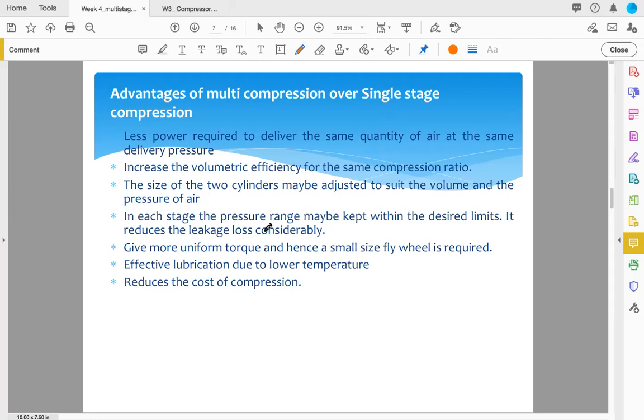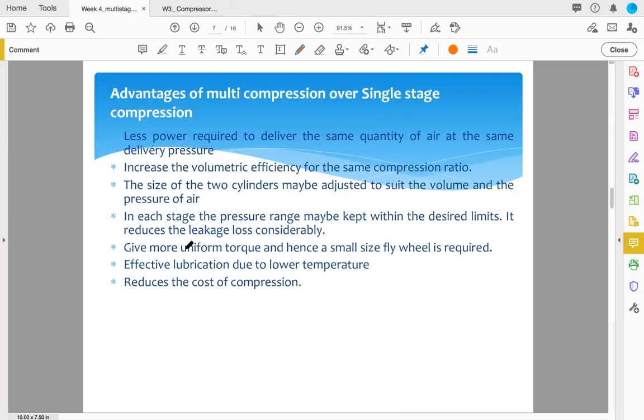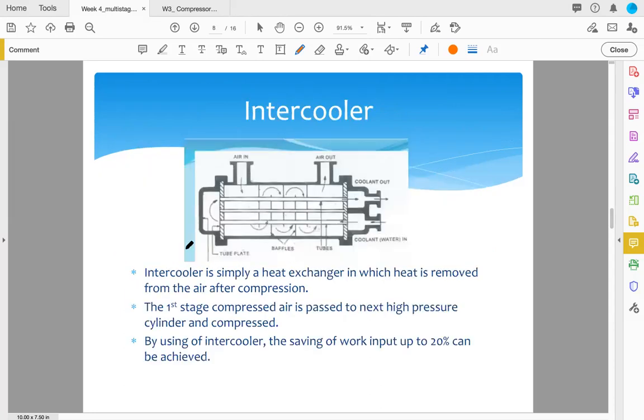And I mentioned to you, when we cool down, the volume of the air will reduce, and also we condense the humidity in the air. So this reduces the corrosion risk in the compressor. And also, when you're cooling down, the volume of the air will be reduced. If you look at this picture, right? Therefore, you save some amount of energy, the shaded area. Okay, this is the energy saved.